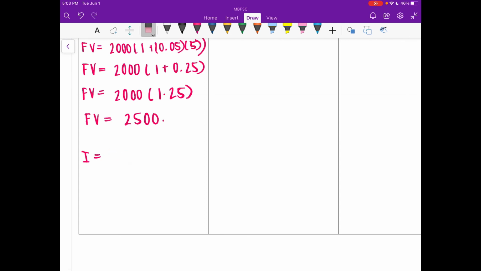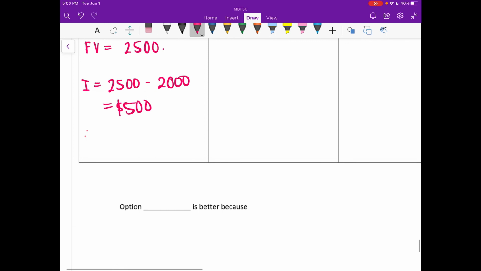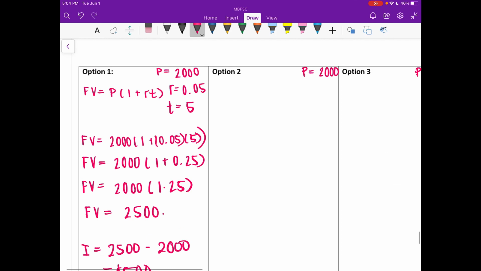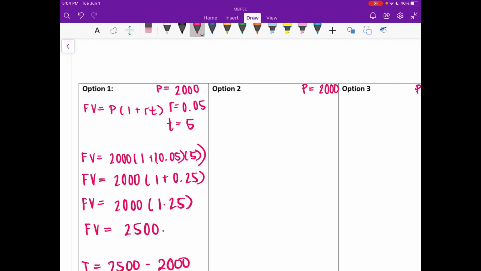So if I wanted to know how much interest I'm making here, I equals PRT, or I could have just done, okay, I had $2,000 and I'm left with $2,500. I made $500 in interest here. Okay. So therefore, $500 in interest is made and $2,500 total. That's for our simple savings account. Let's go on to option 2.